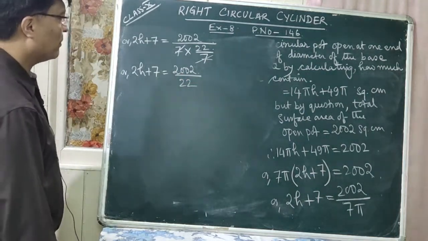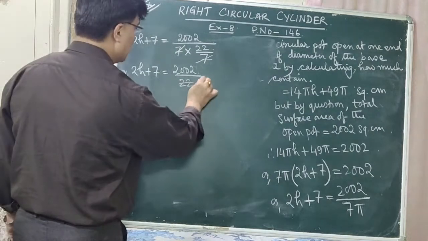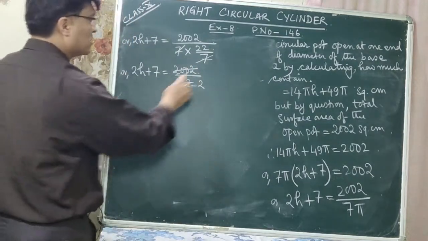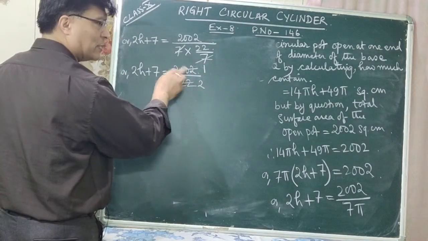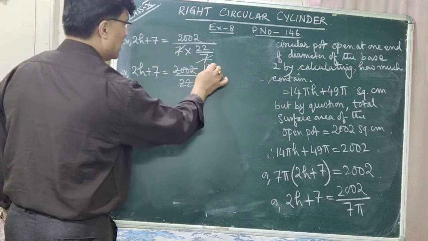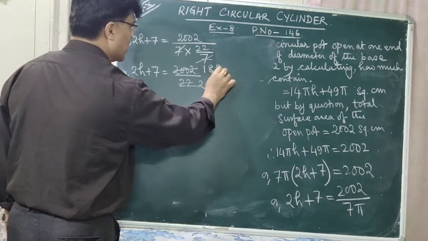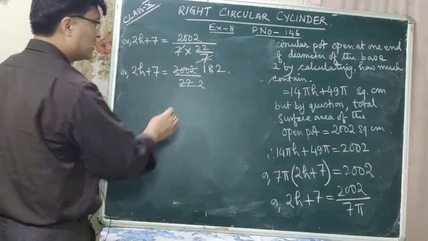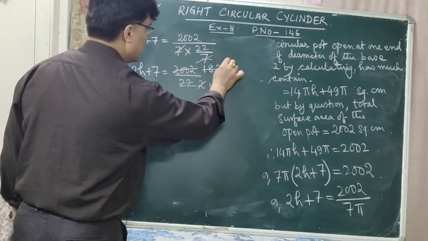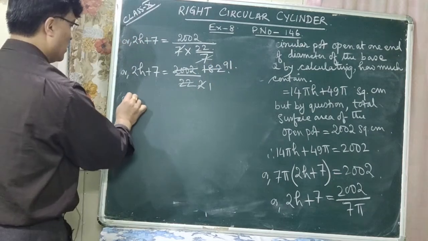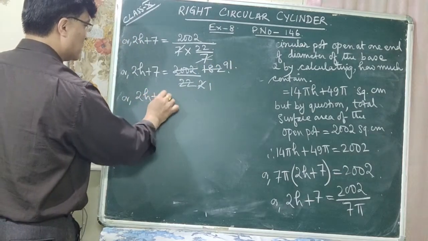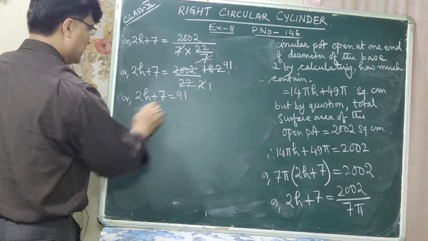So you can cancel it by 11. 11 2s are 22. 11 times how many? 11 1s are 11. 20 minus 11 is 9. 90. 11 8s are 88. 90 minus 88 is 2. 22. 11 2s are 22. Right? Then it goes 2 times. 2 1s are 2. 2 9s are 18. 2 1s are 2. Or this is your 2h plus 7 is equal to 91.